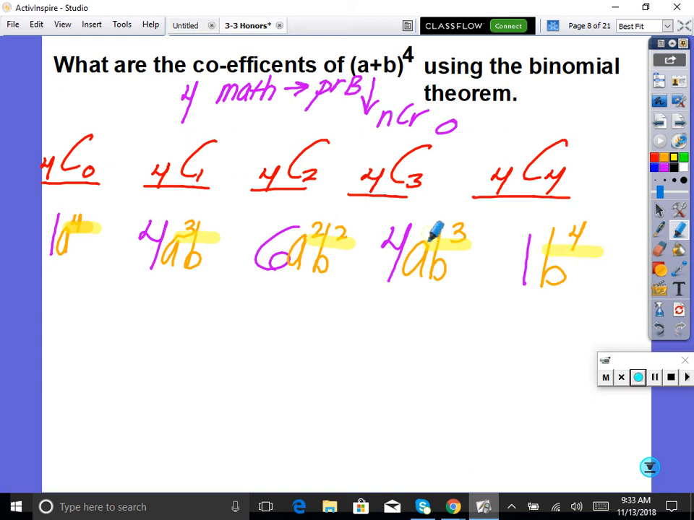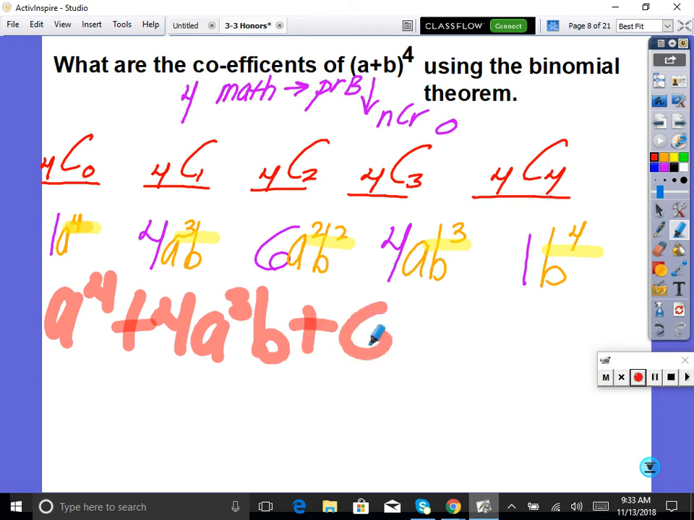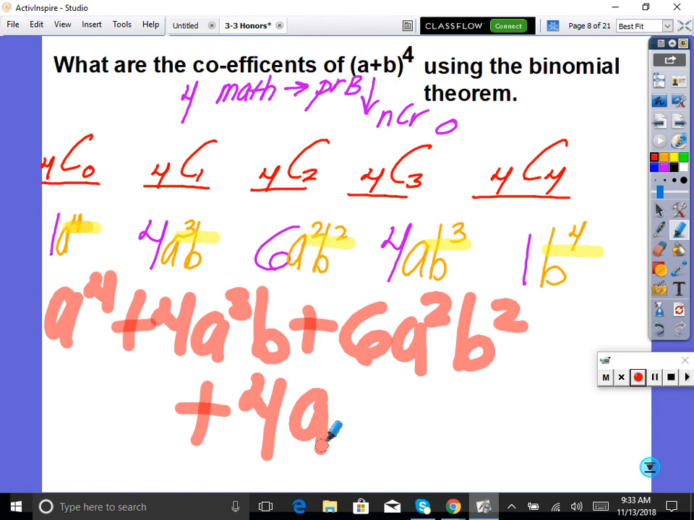It is 4 because that's a 1. You guys see how they're all 4s. So now your final answer would be a to the 4th plus 4a cubed b plus 6a squared b squared plus 4ab cubed plus b to the 4th. And we've just multiplied that out. Isn't that neat? Cool.